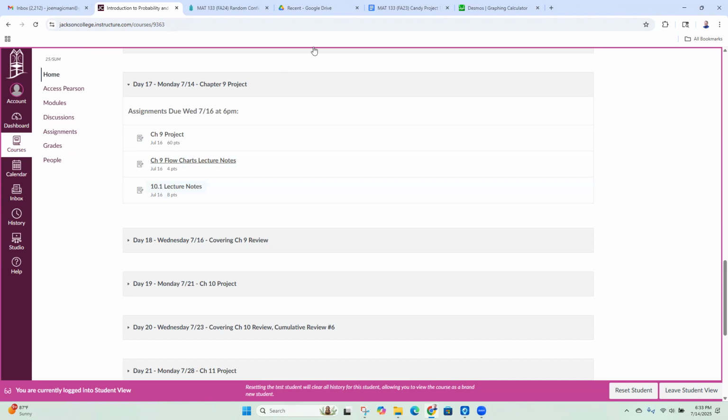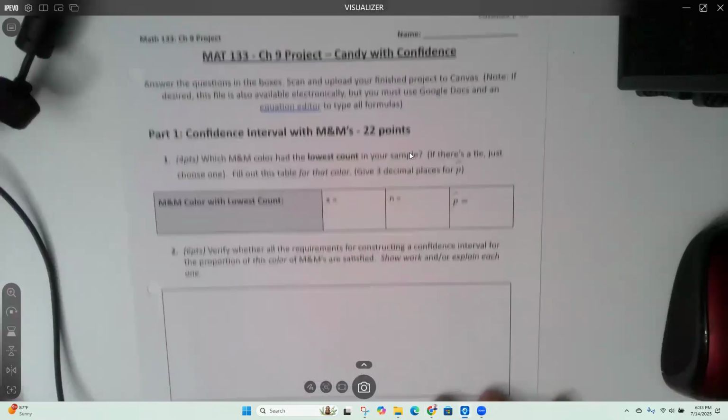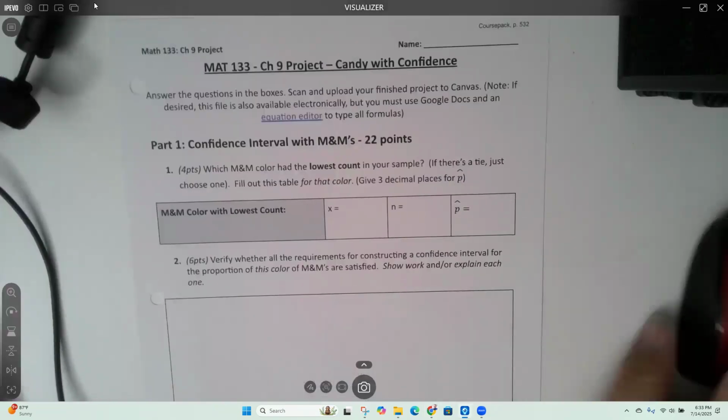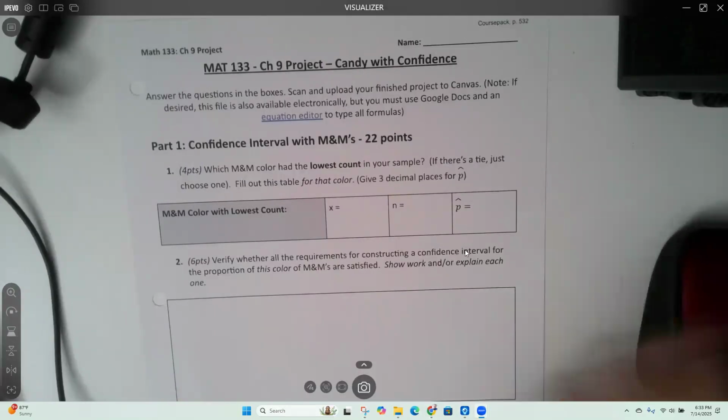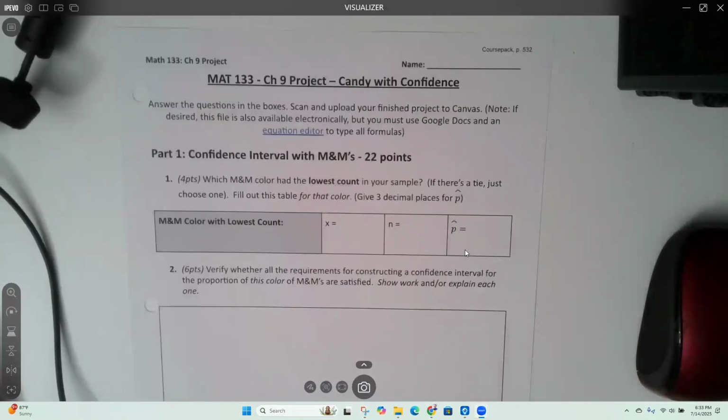The Chapter 9 project is going to come from your course pack. You might have to call her again because it wants to send a six-digit code to one of the phones, and obviously you can't send it to this phone. The page in the course pack for Project 9 is going to be page 532.